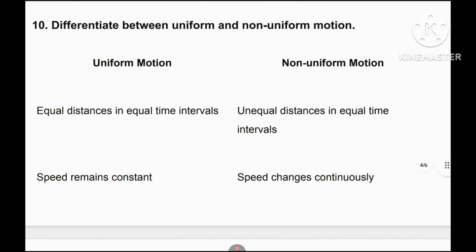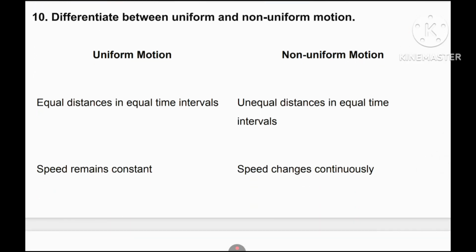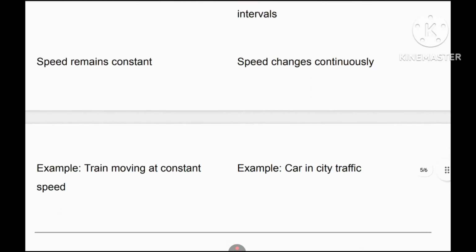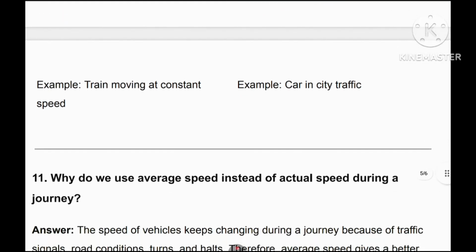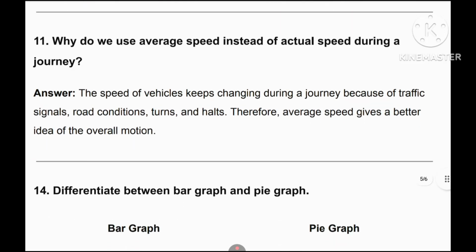Differentiate between uniform and non-uniform motion. Uniform motion: equal distances in equal time intervals and speed remains constant. Non-uniform motion: unequal distances in equal time intervals, speed changes continuously. Examples: a train moving at constant speed is uniform motion, and a car in city traffic is non-uniform motion. Why do we use average speed instead of actual speed during a journey? The speed of vehicles keeps changing during a journey because of traffic signals, road conditions, turns and halts. Therefore, average speed gives a better idea of the overall motion.